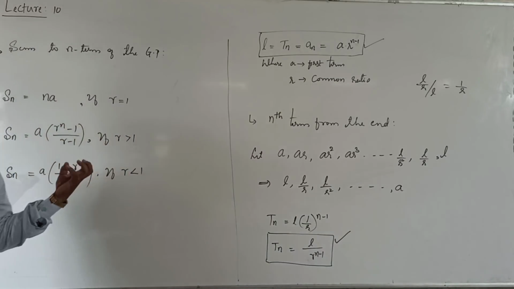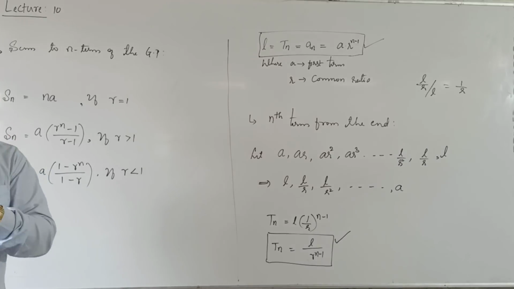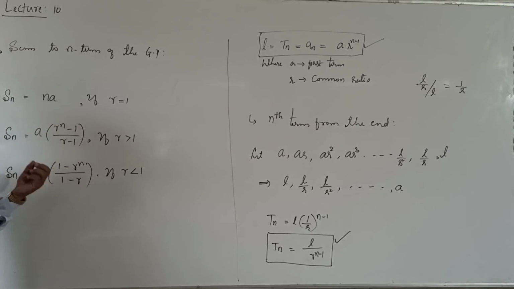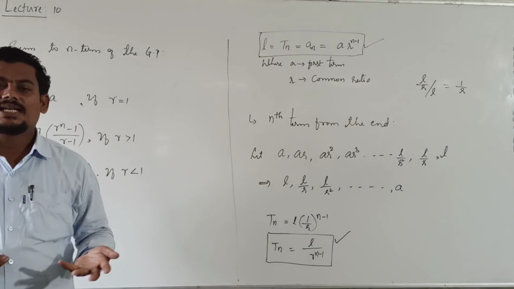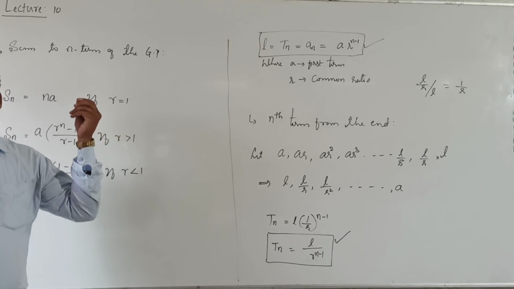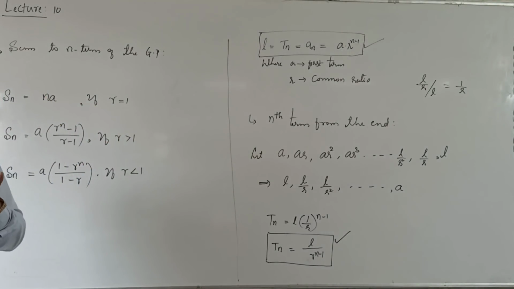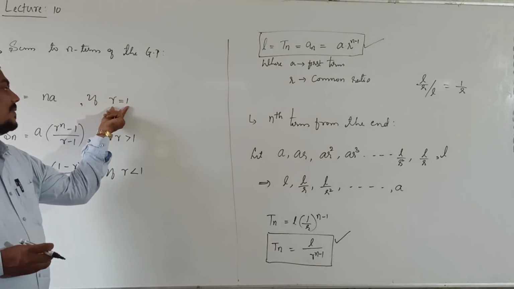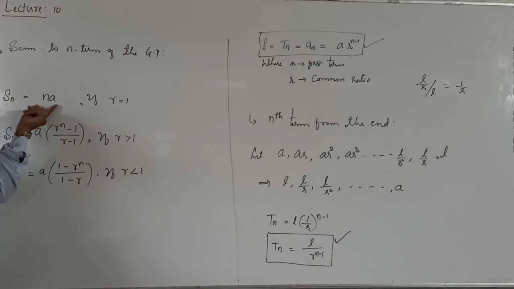Proof of these formulas is very simple. Just go through the textbook. Sum of first n terms of the GP is equal to n into A, where A is first term of the GP, n is number of terms, and common ratio is 1. If common ratio of the GP is 1, then Sn formula is n into A.